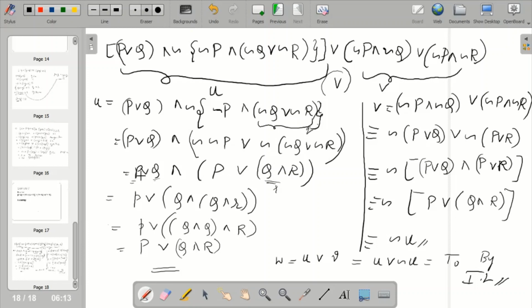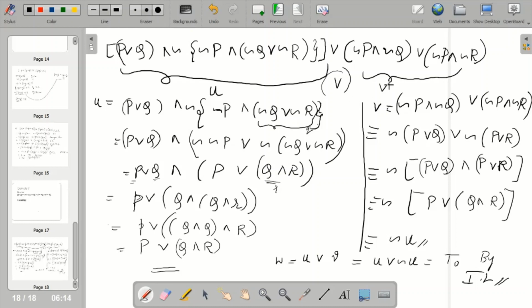So here you got P or Q and P or Q and R. So we wrote it in terms of distributive law. You know what distributive law is? It is in the form of P or Q and P or R. So you wrote it as P or Q and R. Then by identity law you know that Q and Q is just Q. So I got this particular expression.